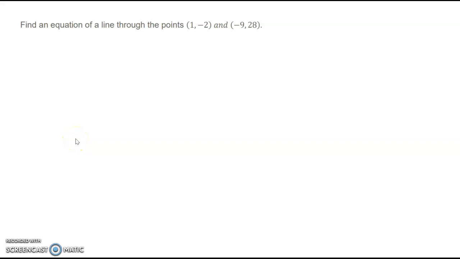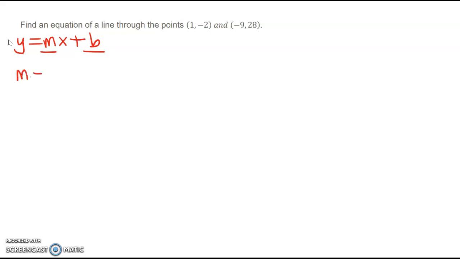Find an equation of a line through the points (1, -2) and (-9, 28). When we find the equation, we want to put it into the form y = mx + b, where m is the slope and b is the y-intercept. x and y will just stay x and y so that we can see the whole line. So we're really just looking for our slope m and our y-intercept b.